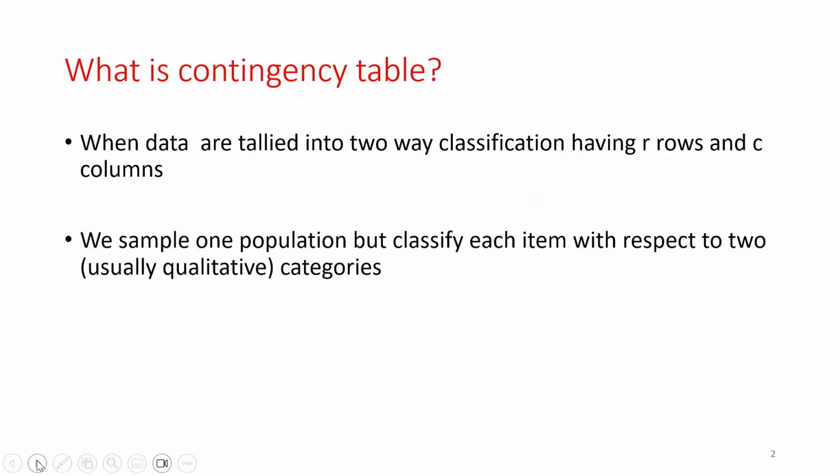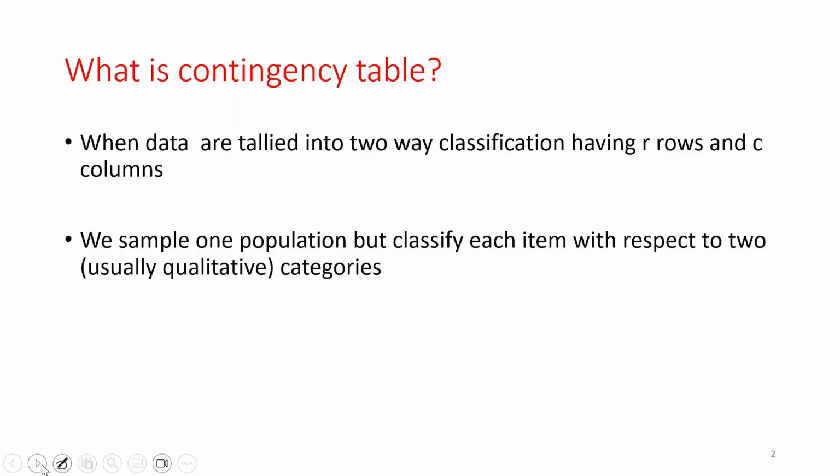Today's topic is contingency table and goodness of fit. Now, what is a contingency table? When data are tallied into two-way classifications having R rows and C columns, then we say this is a contingency table. That is, the data that we collect can be classified into R rows and C columns. This is called two-way classification. Sometimes data can be classified in a single row also. That is also possible.